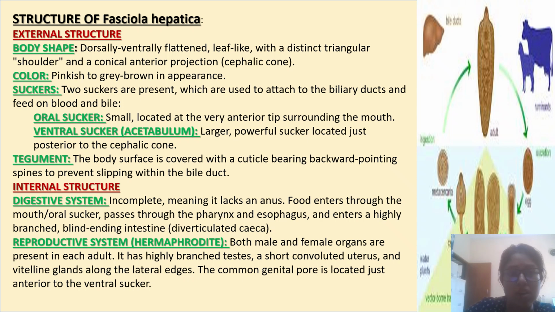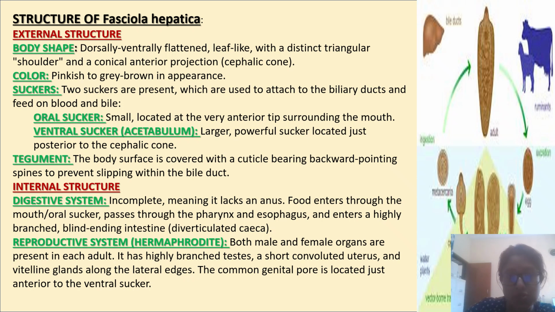Structure of the Fasciola hepatica. External structure of this fluke. At first, body shape: dorsoventrally flattened, leaf-like structure with a distinct triangular shoulder and a conical anterior projection called the cephalic cone. Color: pinkish to grey-brown in appearance, containing suckers.